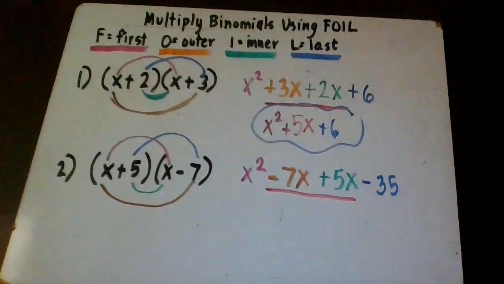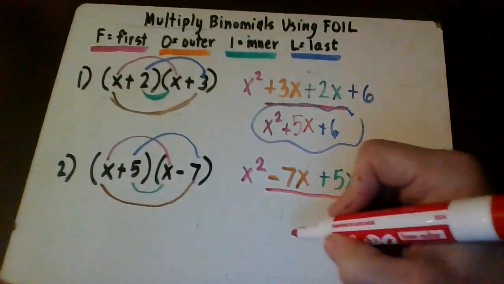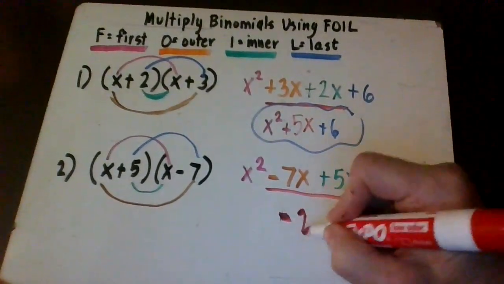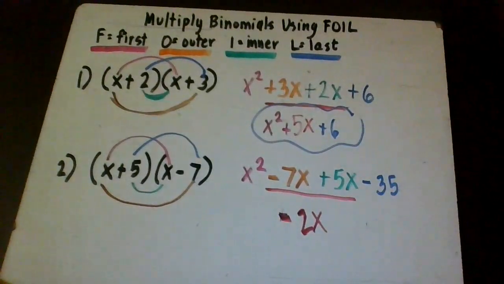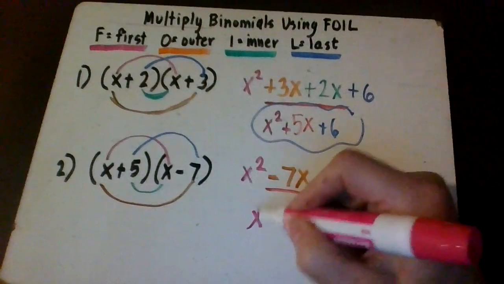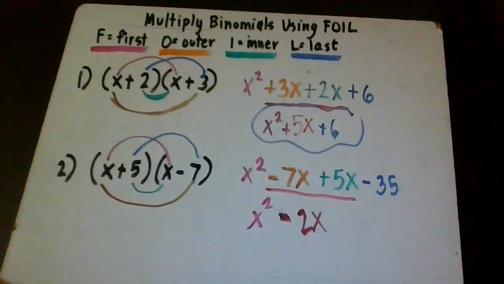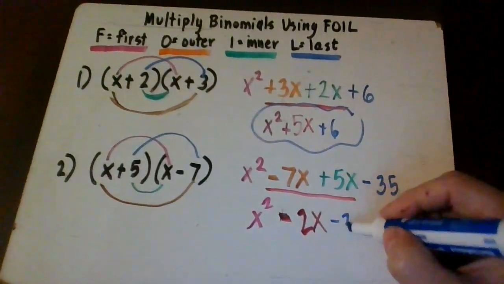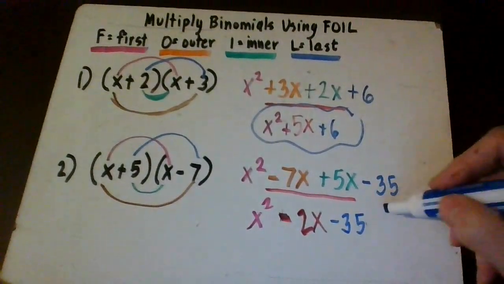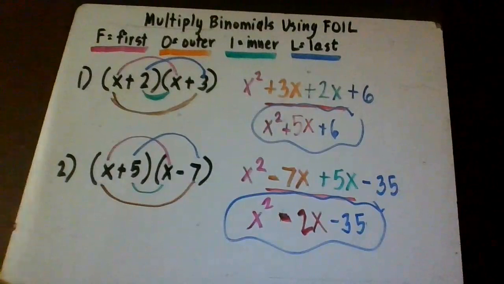All right, collect your like terms. Here they are. So I have -7x plus 5x, which would be -2x, and then I bring everything else down because there's no like terms to collect. So I have x squared minus 2x minus 35. And that, ladies and gentlemen, is FOIL.